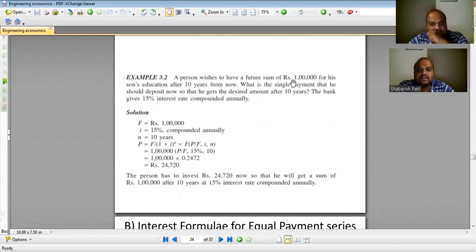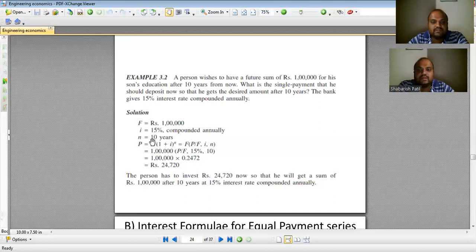So we know the future sum, that is the future value is rupees 1 lakh, and we know the interest rate as 15% or 0.15, and n is 10. Okay, and what we want is the present value or the principal amount, and we know the formula P is equal to F divided by 1 plus I raised to n.